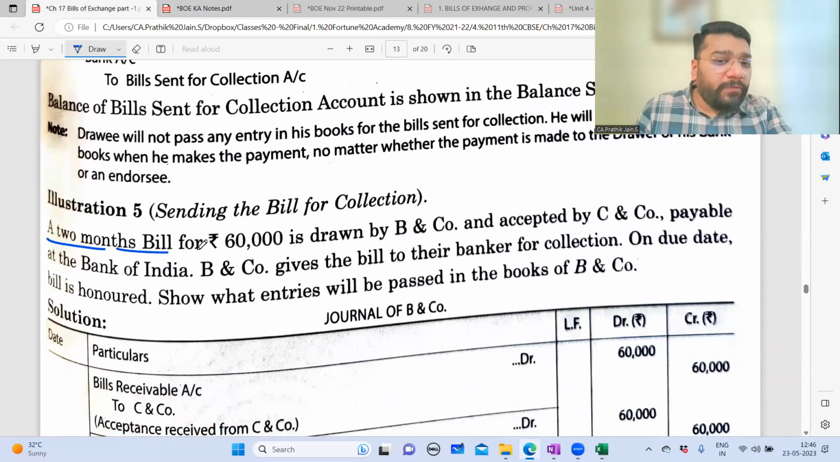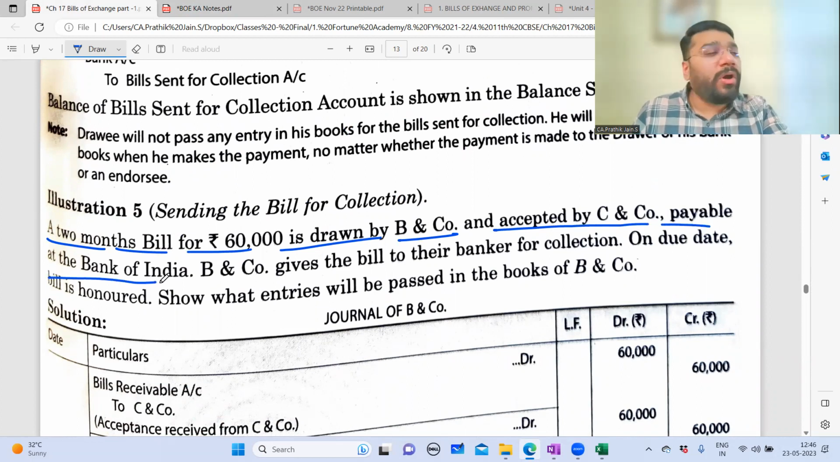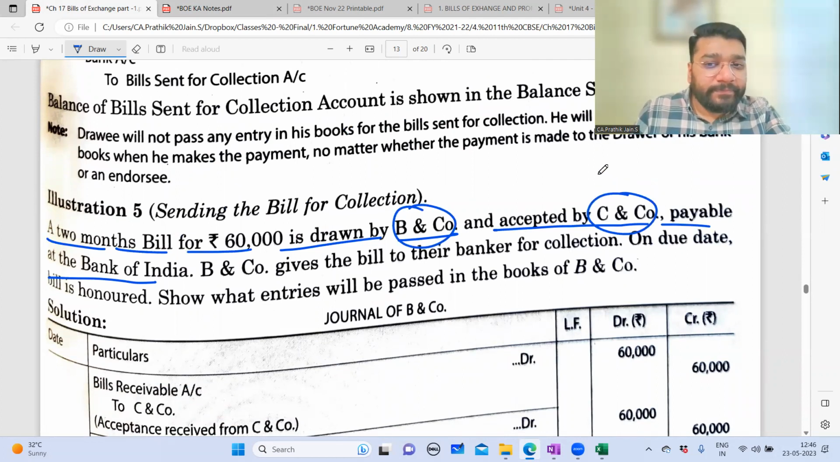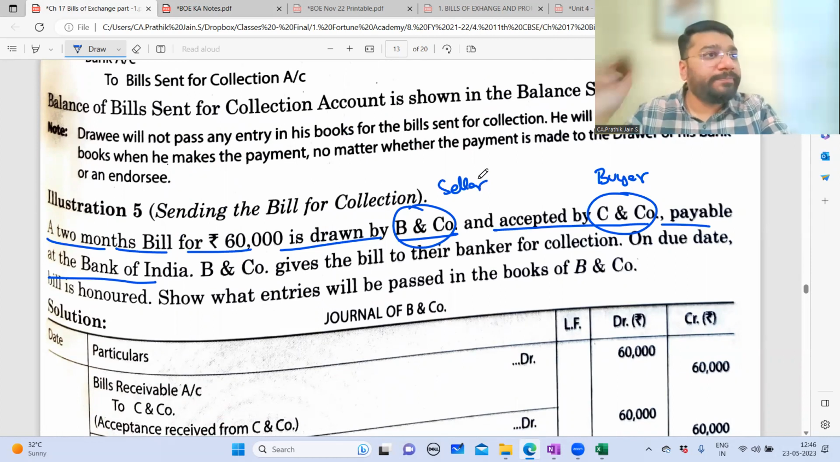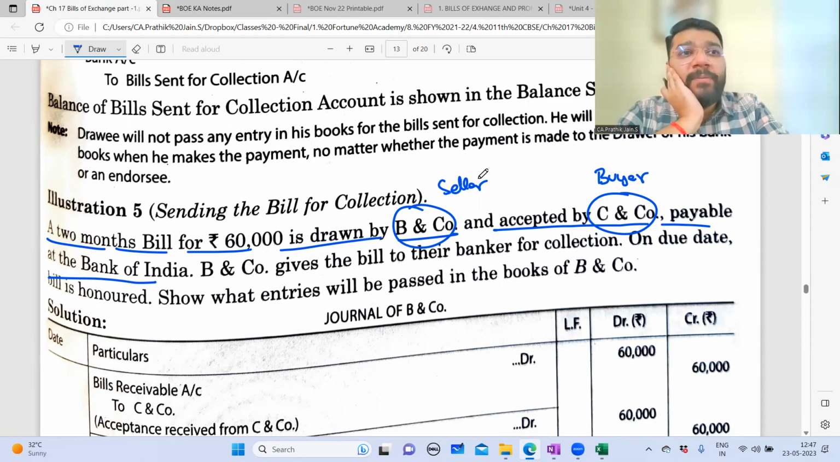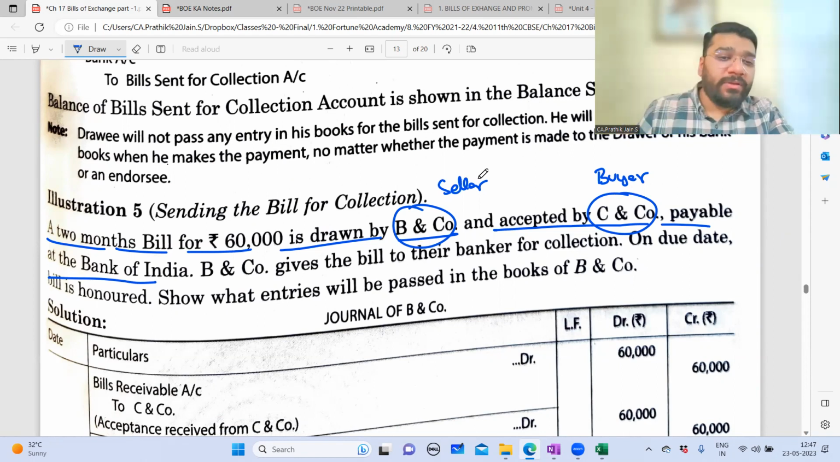A 2-month bill of 60,000 is drawn by B & Co and accepted by C & Co, payable at the Bank of India. So who is the drawer of the bill? B & Co is the drawer and C & Co is the drawee. Who's the buyer? Who's the seller? B and Co is the seller. C and Co is the buyer. What is the bill amount? 60,000. What is the credit period? Credit period is 2 months. What is the term of the bill? Nothing mentioned, so after date.